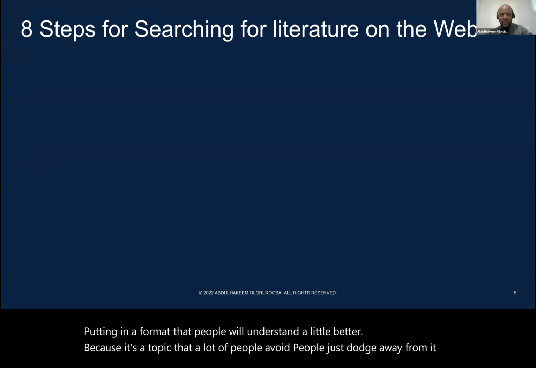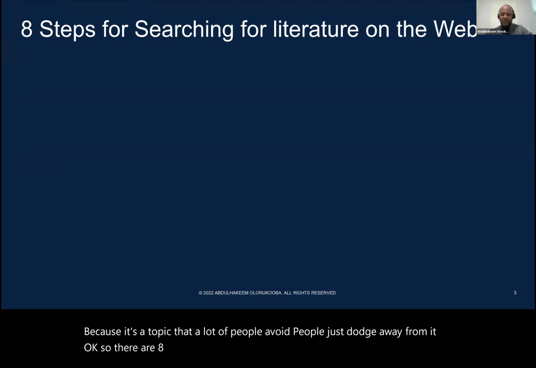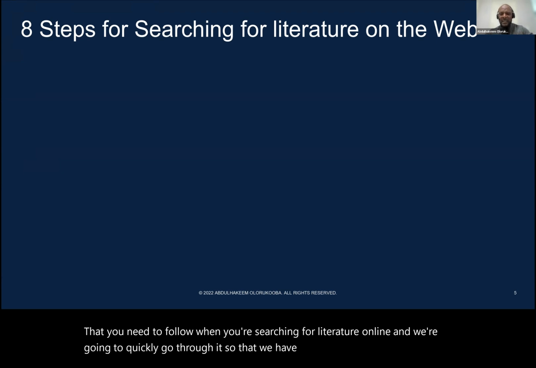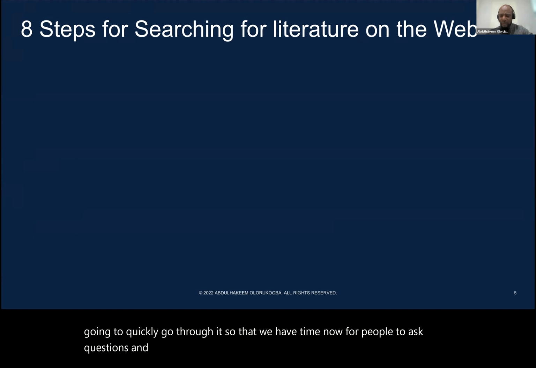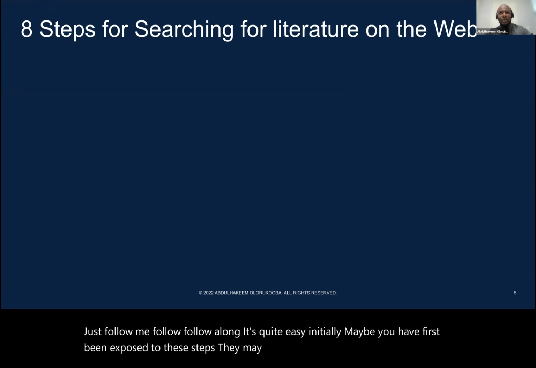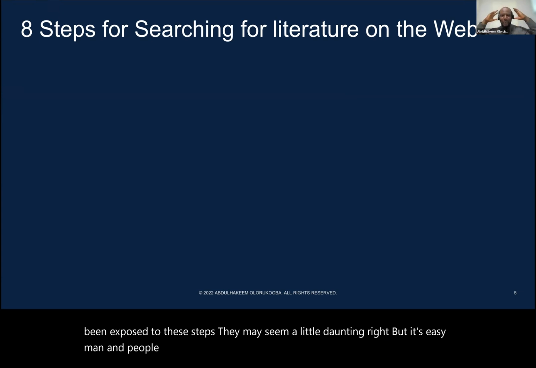Okay, so there are 8 steps that you need to follow when you're searching for literature online. And we're going to quickly go through it so that we have time for people to ask questions, and then we can quickly run a demo. Now, like I said, it may seem rather extensive, but please just follow along. It's quite easy. Initially, if you have first been exposed to these steps, they may seem a little daunting, right? But it's easy, man.